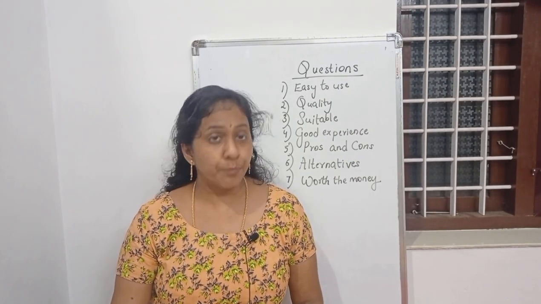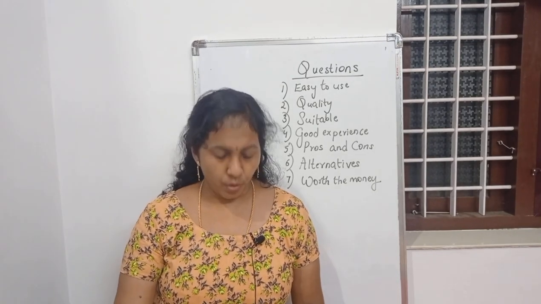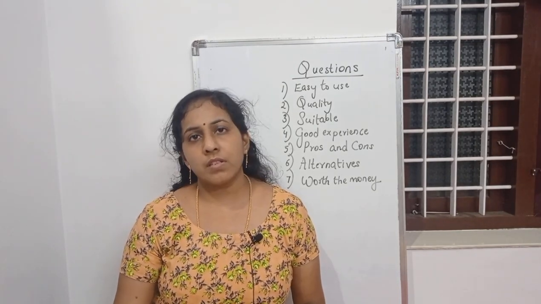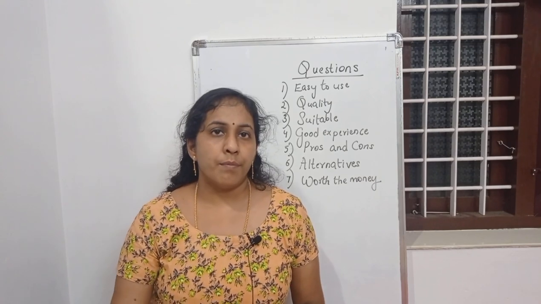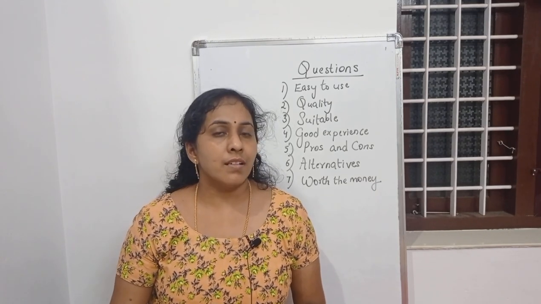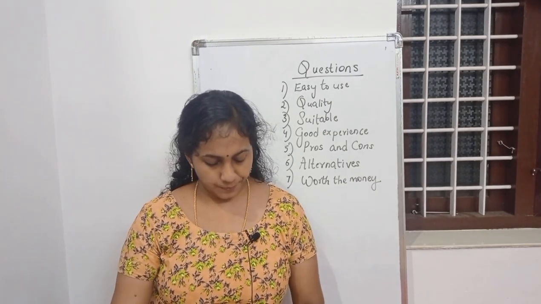Fifth one, the pros and cons of the product. Pros, positives; cons, negatives. Pros, advantages; cons, disadvantages of the product.